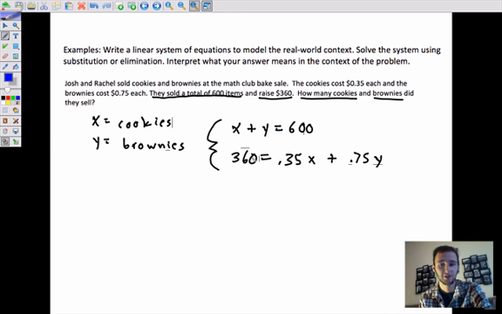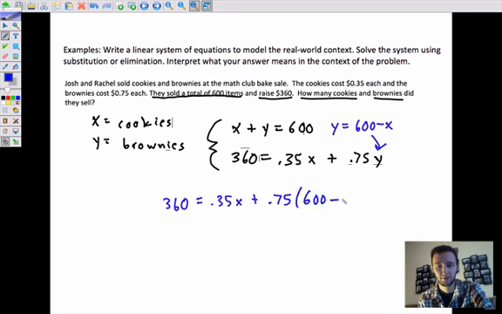If you see this and you think it's going to be a lot easier to do elimination, I'm fine with that. I could see how you would think that too. But I like substitution a little bit better, so that's what I'm going to do. y equals 600 minus x. If I just subtract an x from both sides, I'll have this isolated for y. And then I can go ahead and substitute that into there. So 360 equals 0.35x plus 0.75 times 600 minus x.